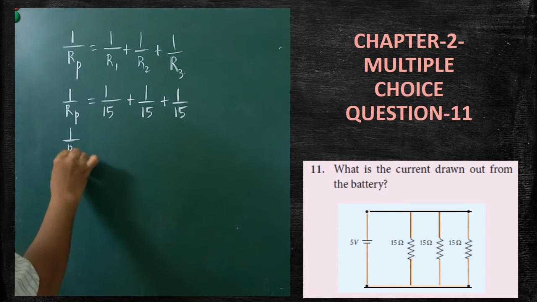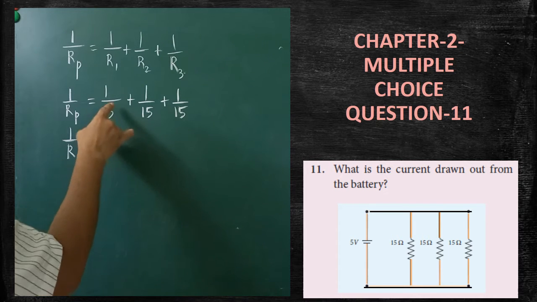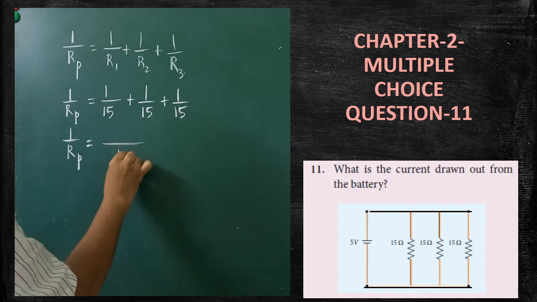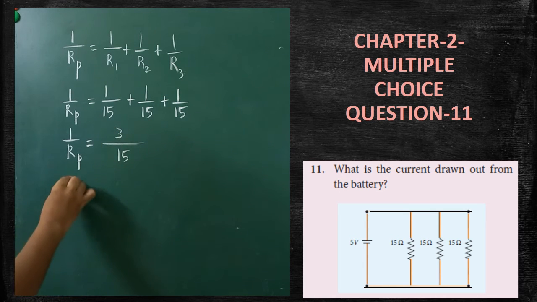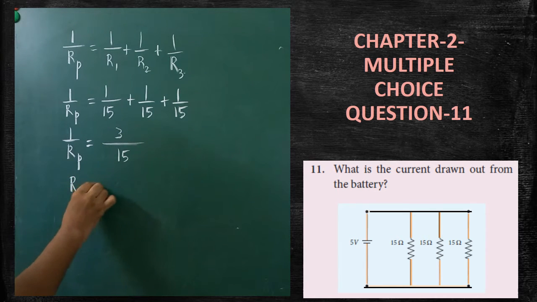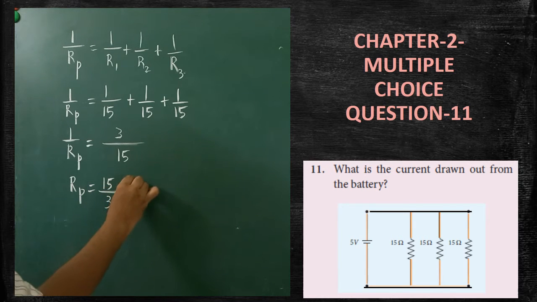1 by Rp is equal to, 15 is a common factor. Add all the ones, you will get 3. So from this we get the Rp value, that is 15 by 3, which is equal to 5 ohm. The net effective resistance value is 5 ohm. Are you clear? Now all the three can be combined and taken as a single resistance. So Rp is found out.